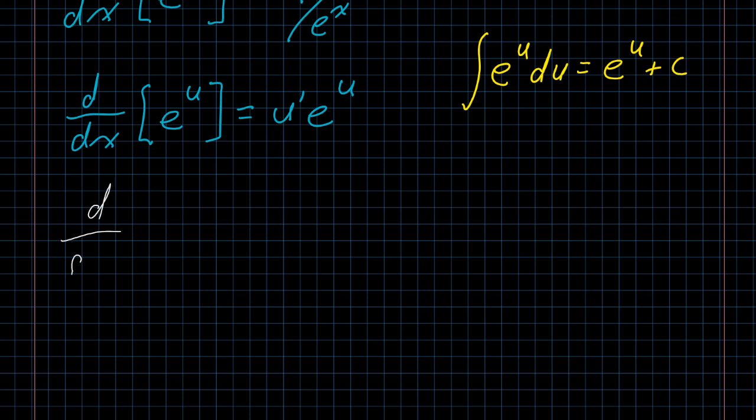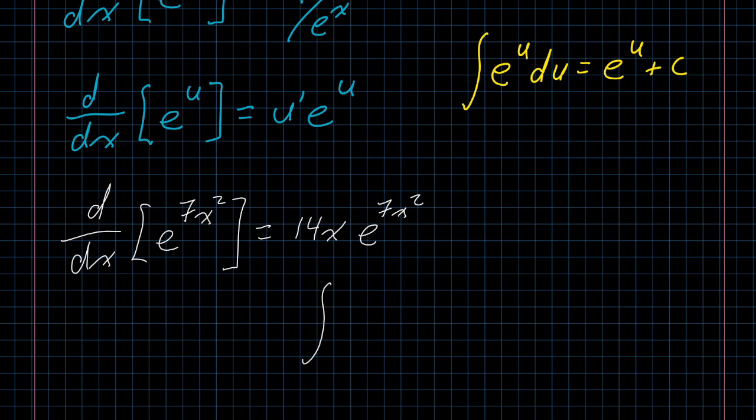If I want to take the derivative of e to the 7x squared, well, I'm going to have the derivative of 7x squared, which is 14x, multiplied by e to the 7x squared. That's it. That's all there is to it.